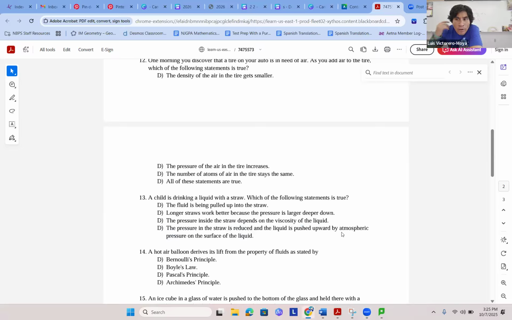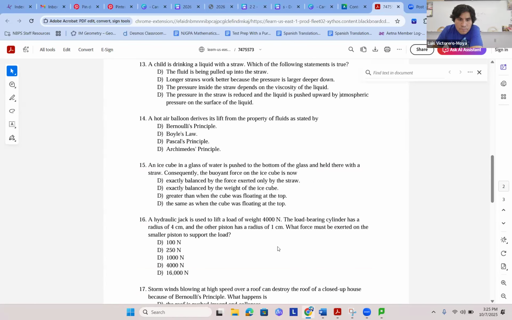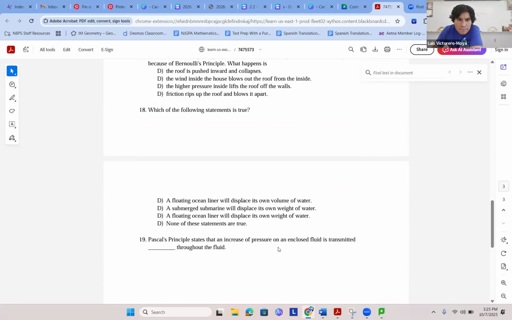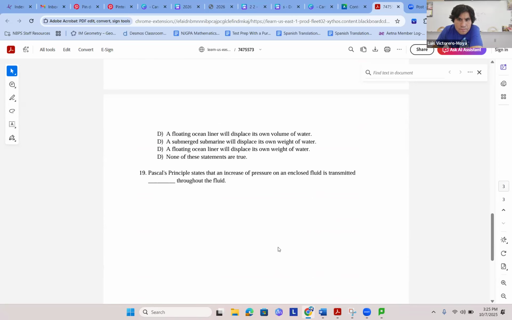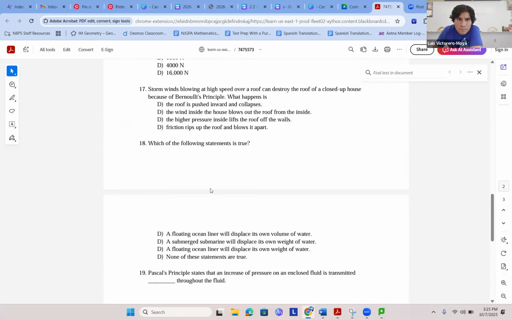The hot air balloon will be Boyle's law, right? PV, pressure times volume, is constant. So a hot air balloon derives its lift from the property of fluids as Boyle's law. All right. So that's not bad, right? Constantly, Pascal principle states that an increase of pressure on an enclosed fluid is transmitted constantly throughout the liquid. That's where we can use the Pascal principle.